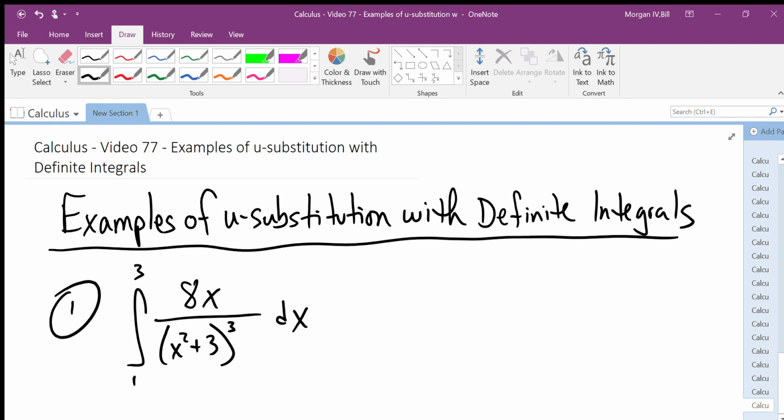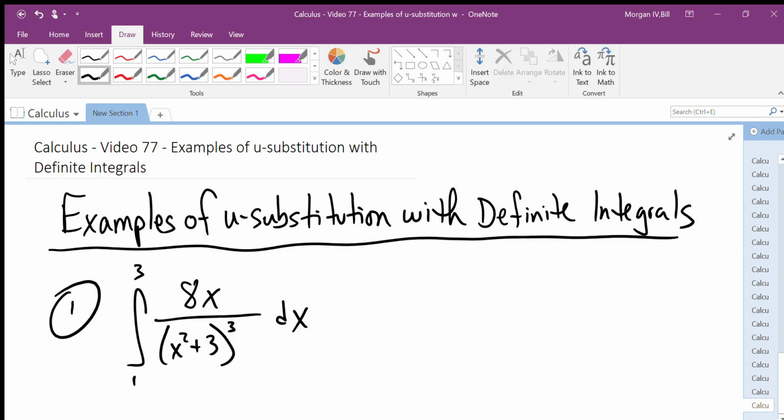Calculus, video 77, examples of u substitution with definite integrals. So I have three examples here we'll work through of u substitution when we have definite integrals, integrals with bounds. And again, the way you're recognizing should I use u substitution is, do I know how to take the integral of the thing that I have here? If not, consider a u substitution.